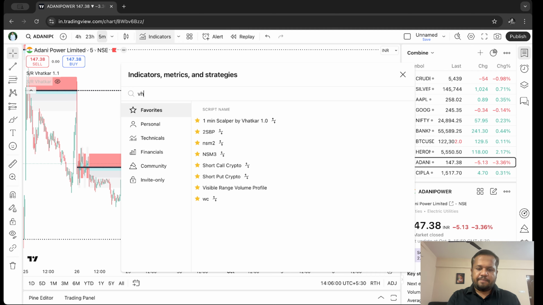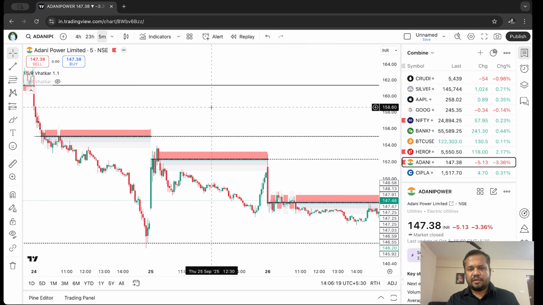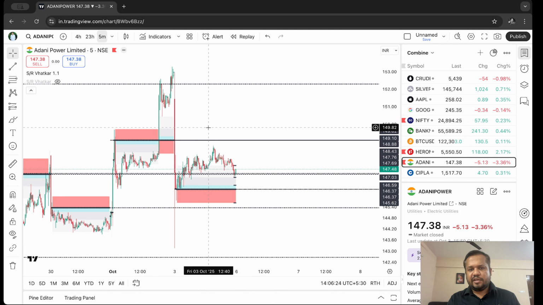Same for Adani. If you look at Adani, this is one of the volatile stocks. So if I go back, go forward, I hardly see the stock going into a red region. It is always staying in these target regions.